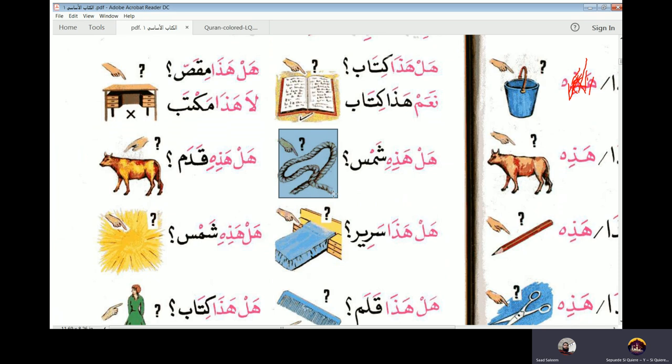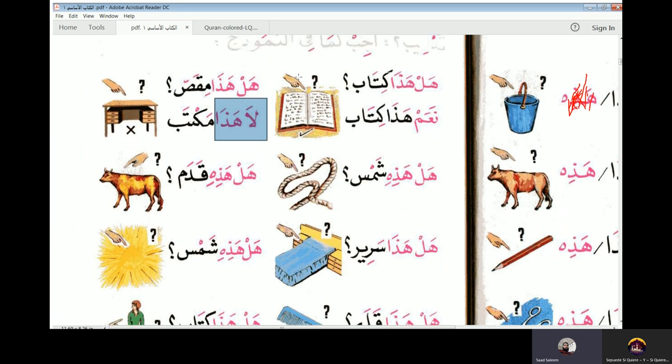هل هذا حبلون؟ لا، هذا حبل. Look at the example. لا، هذا حبل. La is no. La, hada habl. No, this is a rope. Okay.